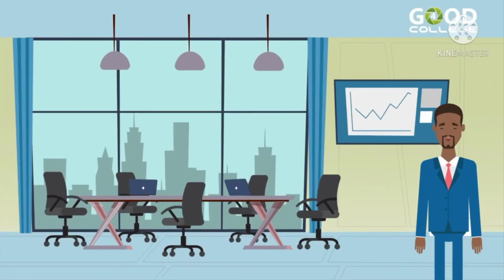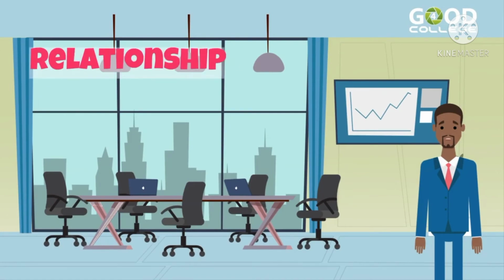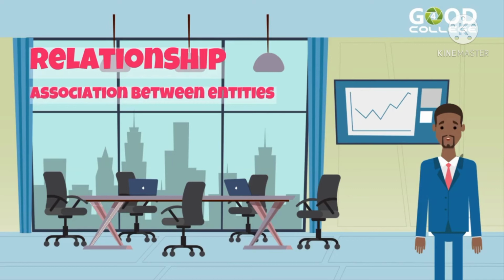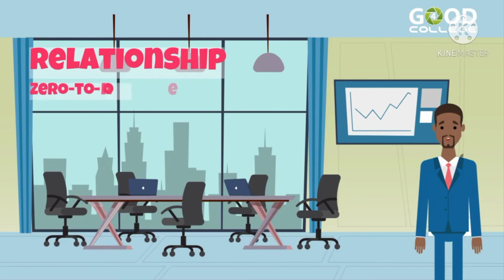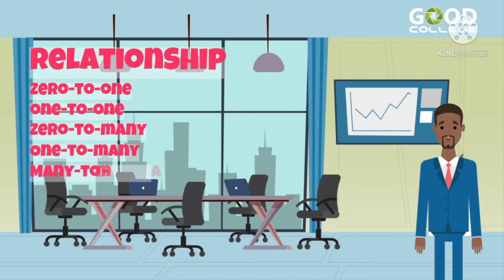The third conceptual element is the relationship. It is the association between entities, the business rules. There are different types of relationships. It is the 0 to 1, 1 to 1, 0 to many, 1 to many, and many to many.